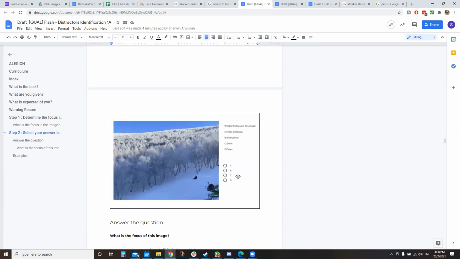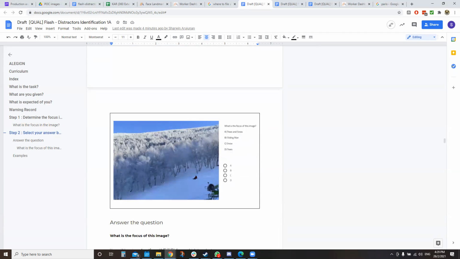In this image, for example, if these are the questions, there are two focuses. One is the person sliding over there, and also the trees with the snow. But I cannot say this is a man sliding, because if it were a sliding man, the angle of view of the image would be different. So these answers are not correct for this picture.